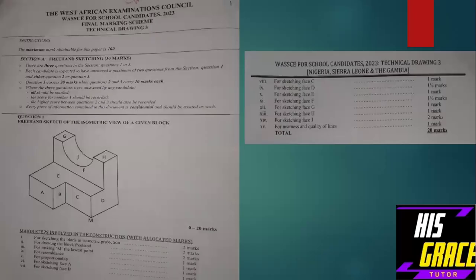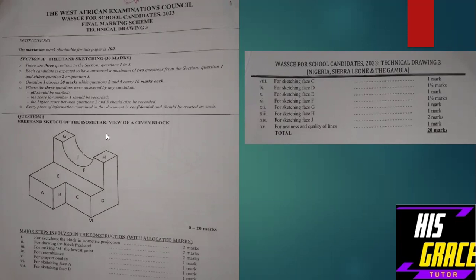Okay, so here we have, as you can see, the West African Examination Council for candidates 2023 final marking scheme, Technical Drawing 3. So let's leave that information. Then let's come to question 1, which is on freehand sketch of the isometric view of a given block.